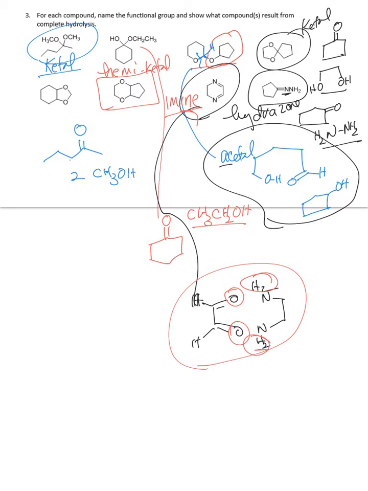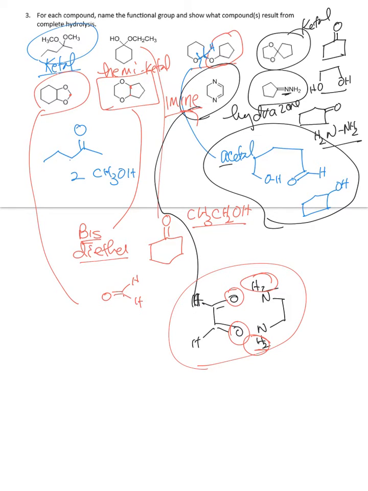This one here, kind of tricky here. This one is just a bis ether. Bis means diether. So that's not going to hydrolyze. This is the diether. This one here is a formaldehyde here, and then this would be your alcohol. OH, OH. So let's see and double check that. Yeah, okay.